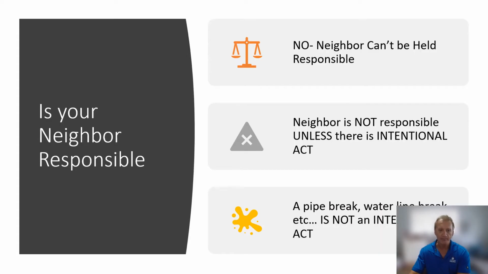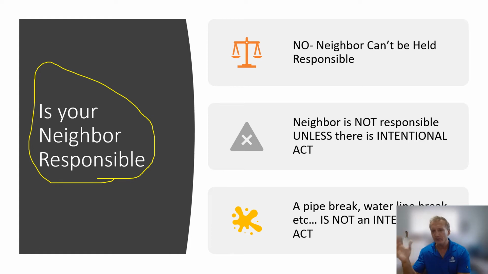Is your neighbor responsible in this type of situation? You live on the first floor, your neighbor on the second floor has a water leak of some sort, comes down into your area, is your neighbor responsible? No, the bottom line is, I have to talk to a few people all the time about this. Your neighbor can't be held responsible because there's no intentional act.